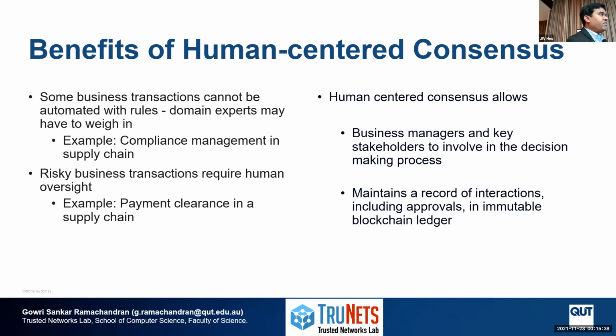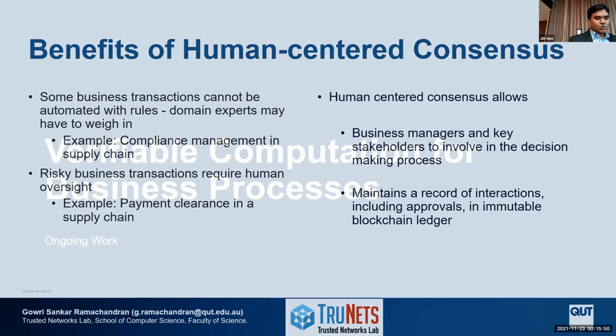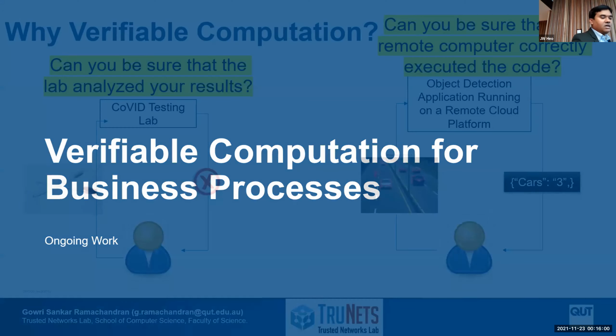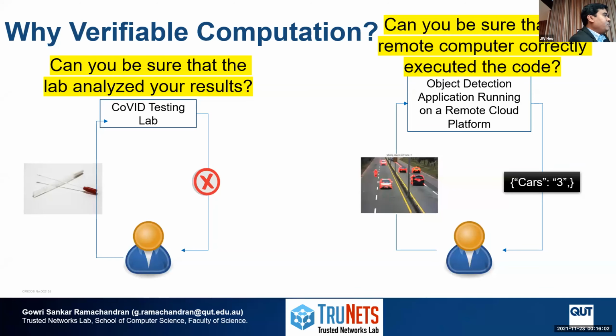So again, in these kinds of applications, human-centered email-based consensus is more useful. And I think that's one of the reasons why we are exploring this idea in our research group. The next work, which is the last part of the presentation, is about verifiable computation for business processes. Again, this is ongoing work here at QUT. So I'll explain what I mean by verifiable computation.